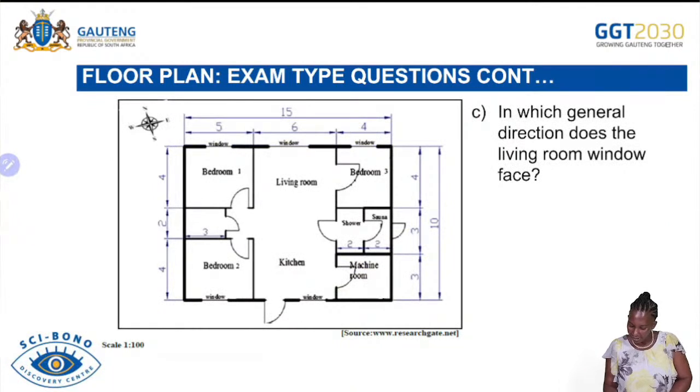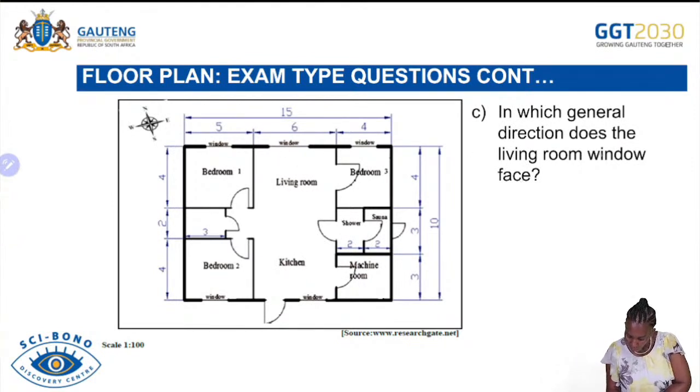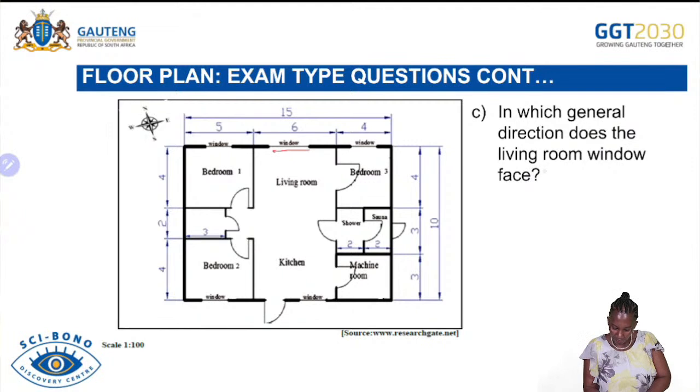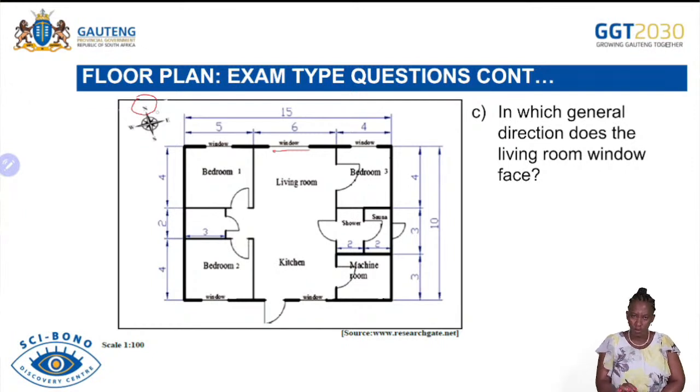In which general direction does the living room window face? Here is our living room window. There it is. And then the question says, in which general direction does the living room window face? Now looking at this, there is our true north. It's facing this way. As you can see, there's our compass direction, and the north is facing that way. So you don't have to turn your compass in order to get the room's direction. My compass direction is always facing up like this, whereby you say never ever smoke weed.